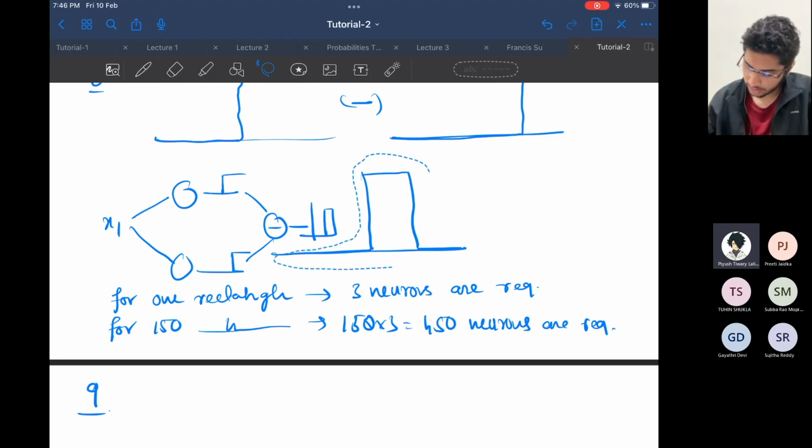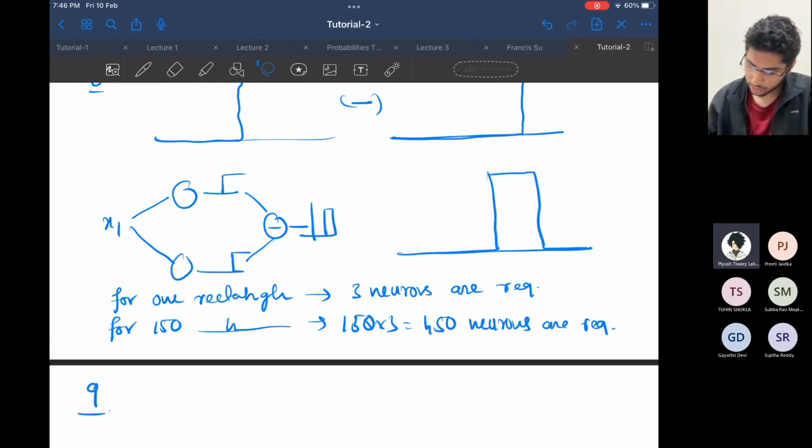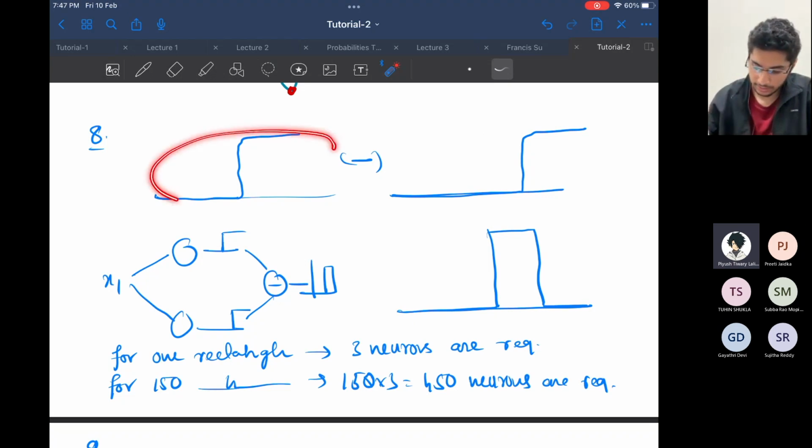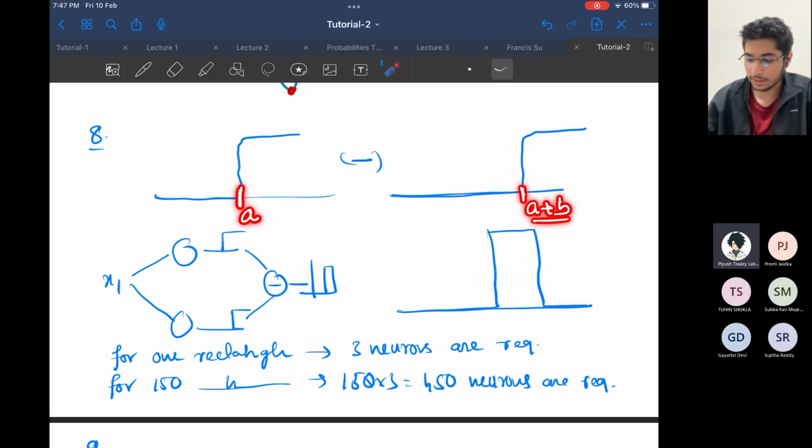Let me clear that question. I hope you remember how a rectangle is created. The way one constructs a rectangle is we create two sigmoids, one like this, one like this. One is at some point A, and the other at some shifted point A plus B. And then we subtract these two functions, right?